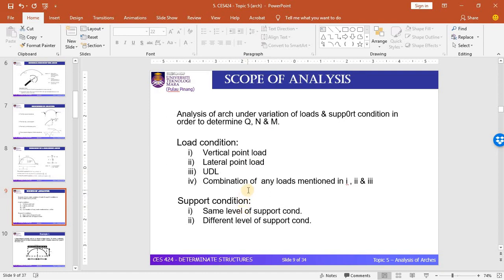We will continue the lecture with the examples. We will discuss in detail a few examples of how to analyze the arch and how to determine the internal forces, and to draw the bending, shear and axial force diagrams for the arch. So stay tuned with me.